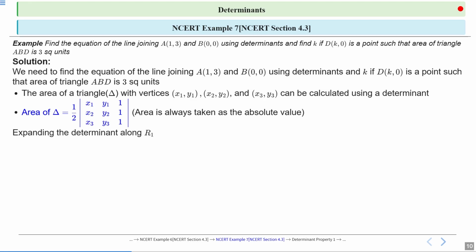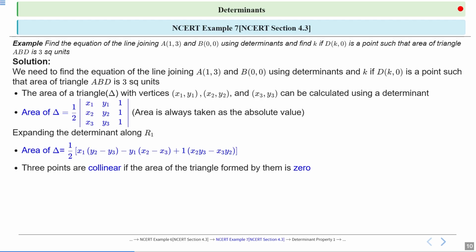Now expanding the determinant along the first row, we get the area of the triangle as 1 by 2 times x1 into (y2 minus y3) minus y1 into (x2 minus x3) plus (x2 y3 minus x3 y2). Okay, we just expand along R1. So for the third point, 1, we calculate the determinant of the matrix. When we cancel the third column and first row, we get the determinant of the matrix x2, y2, x3, y3, and its determinant is x2 y3 minus x3 y2.